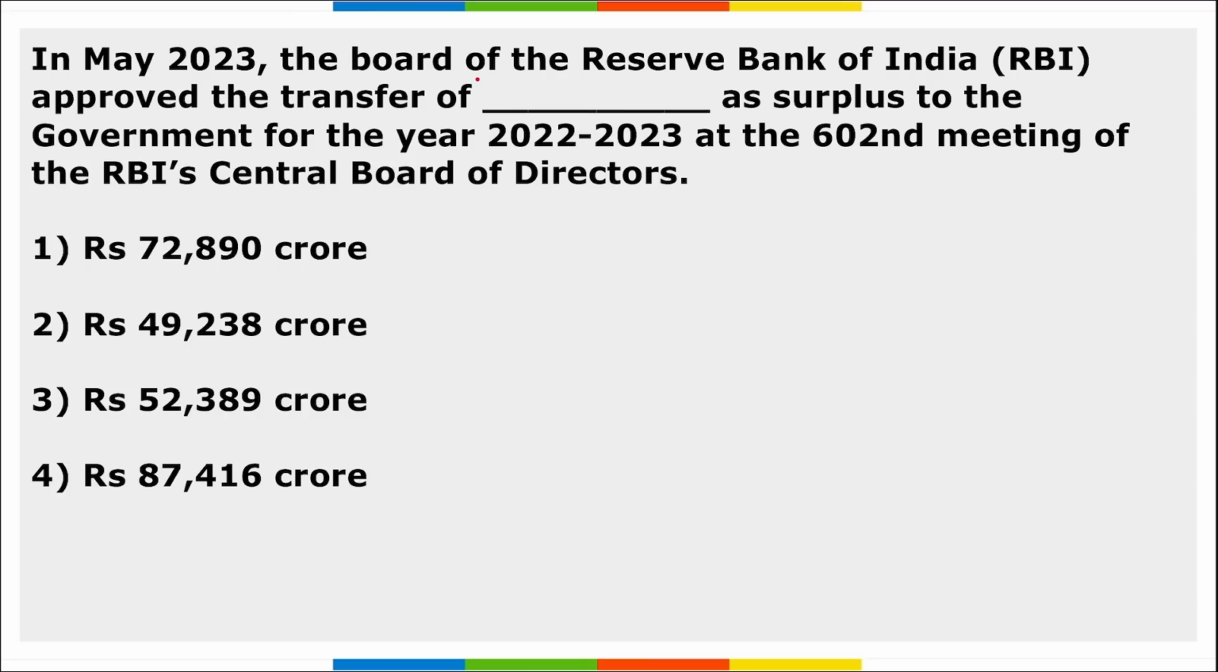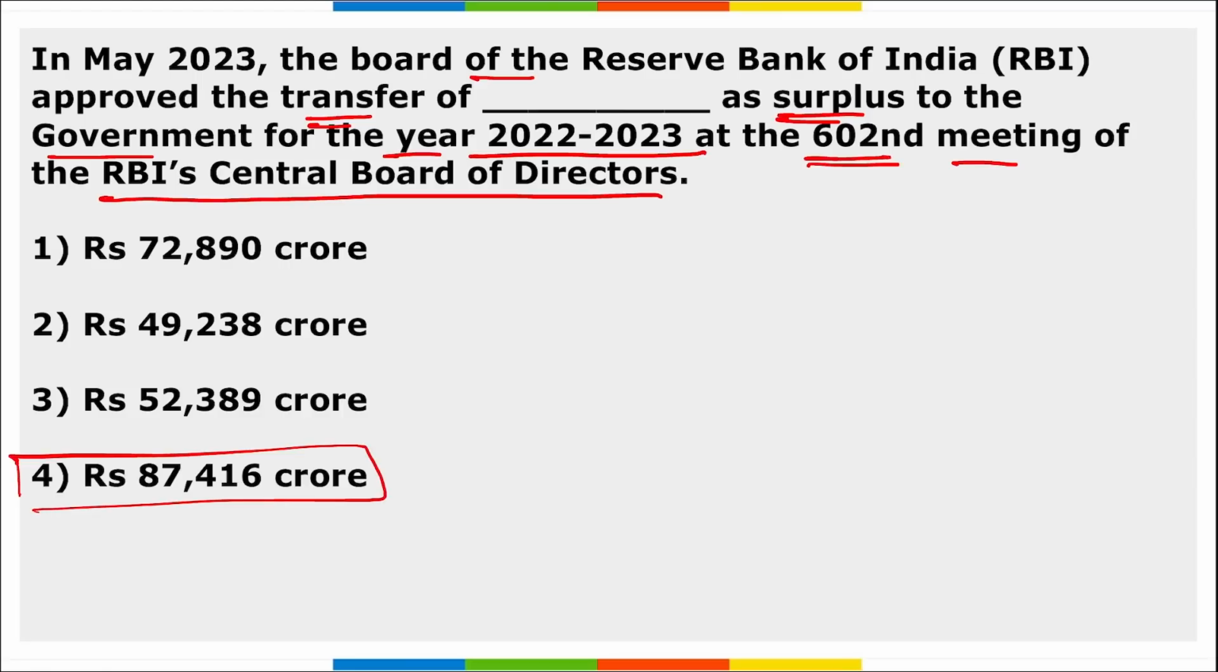Next, the board of RBI approved the transfer of dash as the surplus to the Government of India for 22-23 at the 602nd meeting of the RBI Central Board of Directors. So a total amount of 87,416 crore rupees has been transferred as surplus to the government for 22-23, and this was transferred by RBI.